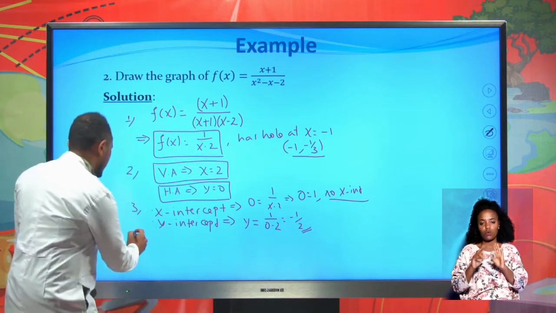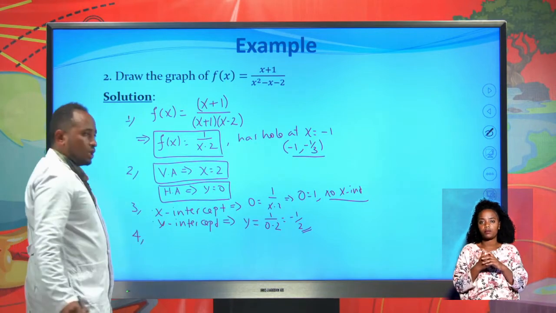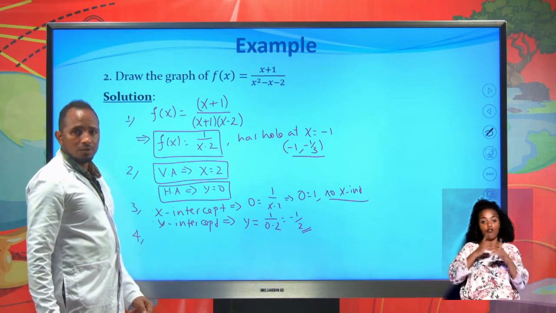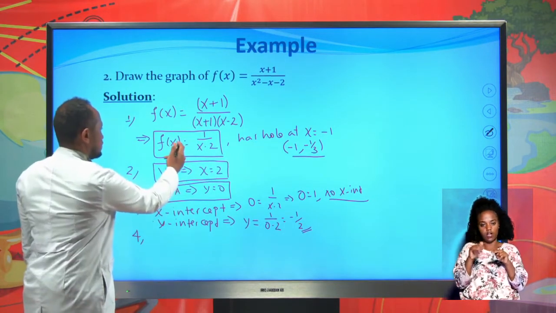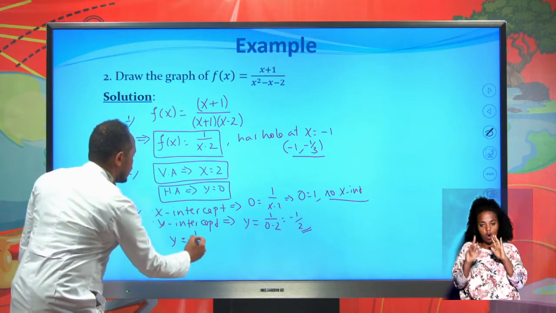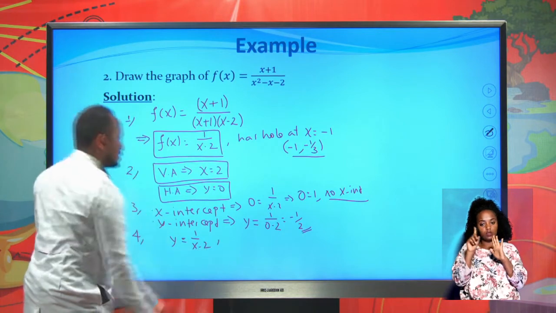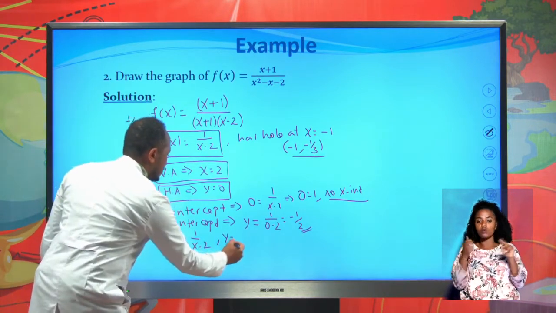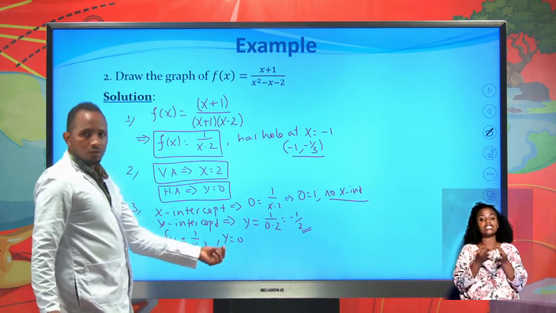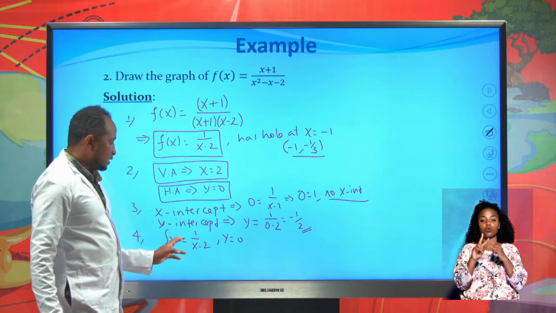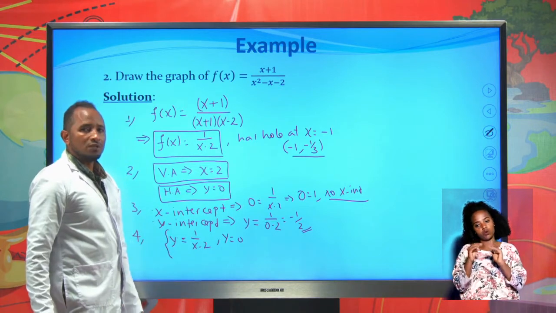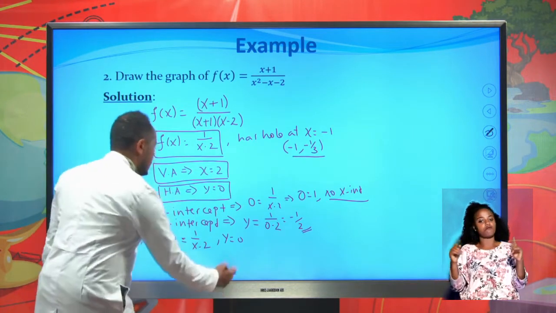Okay, next, check whether the graph crosses the horizontal asymptote. Our graph is f of x equals, or y is equal to, 1 over x minus 2, and the horizontal asymptote is 0. If you try to determine the intersection of the two, they do not intersect. When you put 0 equal to 1 over x minus 2, it gives you 0 equals 1. So the graph does not intersect this horizontal asymptote.